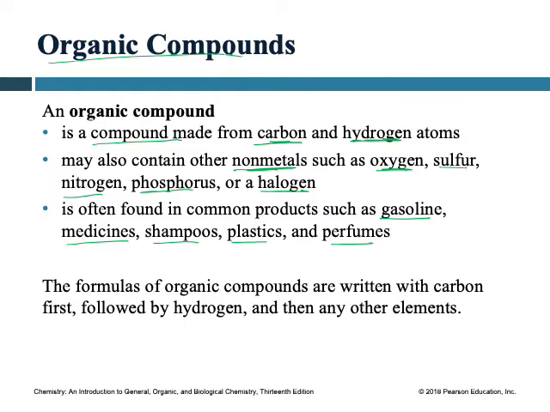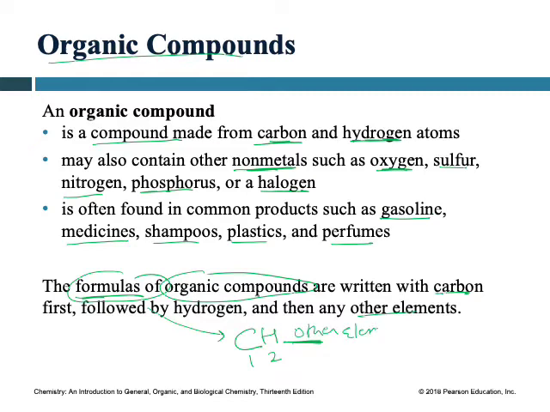And how are we going to write a formula for the compound? We normally write carbon first, then hydrogen, and then any other element, right? So this is the way we normally write the organic compound formula, like CHO, CH, and something like the other element. So you need to know how we normally write organic compounds.